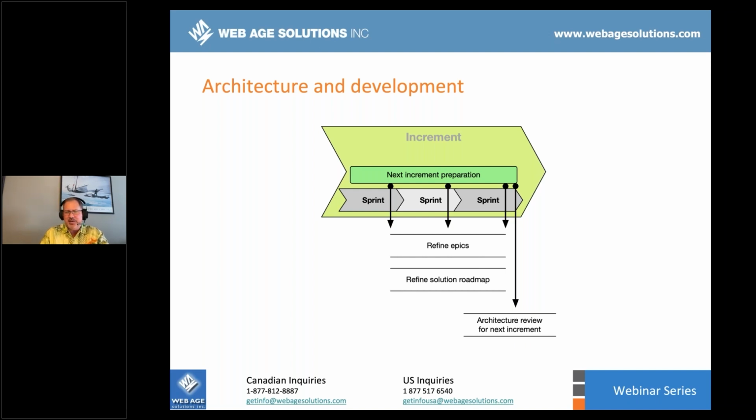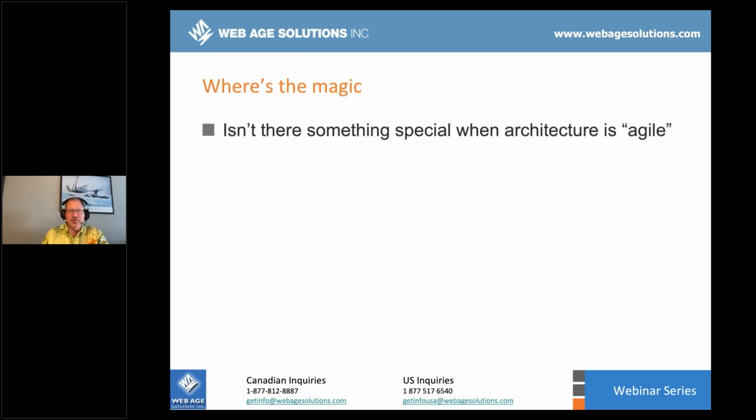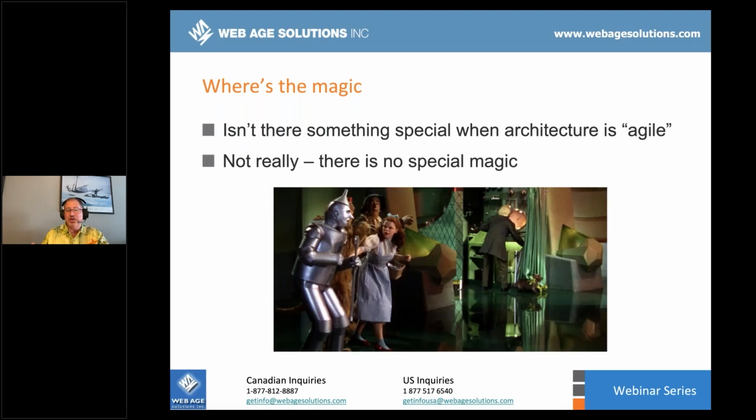I mean, there's a lot of detail, and the detail is going to be dependent on how individual teams want to work, and there's lots of templates you can look for this, but it's a reasonable question to say, well, where's the magic here? Isn't there something special that we do as architects when architecture is agile that we wouldn't do if architecture was not agile? And the answer is not really. There's no special magic. We don't do anything different. We just do it differently. There is no magician here. There's just a man behind the curtain doing very mundane, normal stuff.